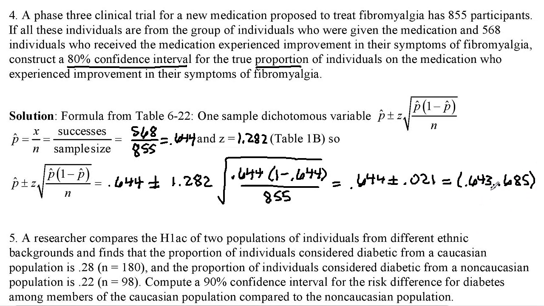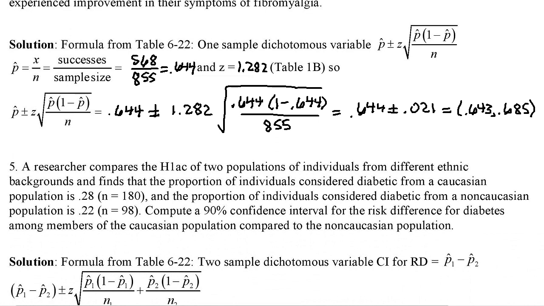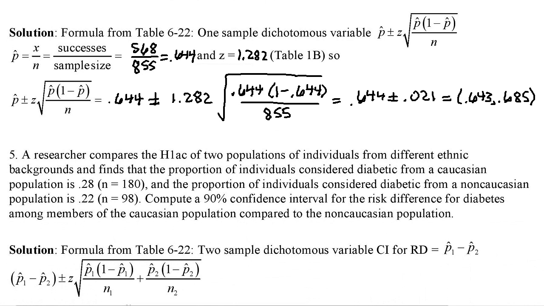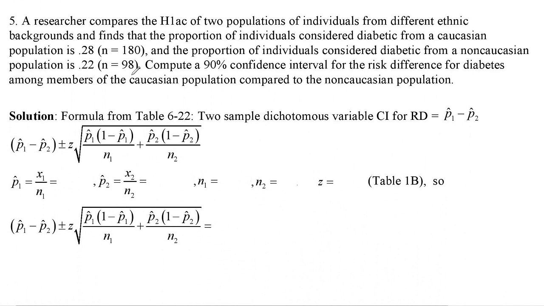So we're 80% confident. They didn't ask us for an interpretation on this one, but we're 80% confident that the true population proportion is in this interval. That means 80% of repeated samples would contain that true population mean.